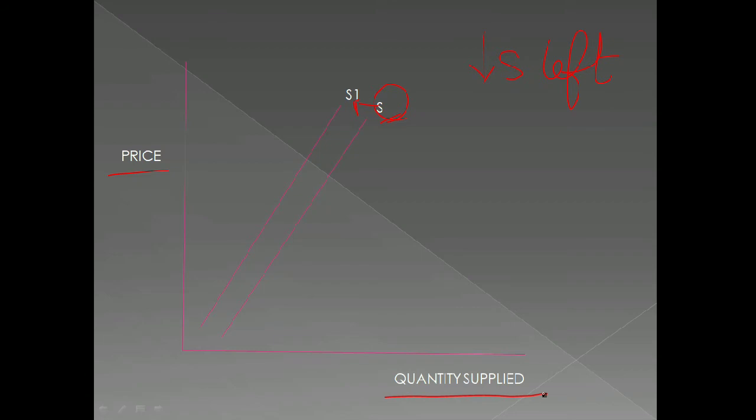So supply will shift towards the left when there is a decrease in supply, whereas it will shift towards the right when there is an increase in supply. Now we'll look into the factors affecting the supply. For example, cost of production. An increase in cost of production will reduce the supply, which means it will shift towards the left. Likewise, I'll explain each and every factor now.